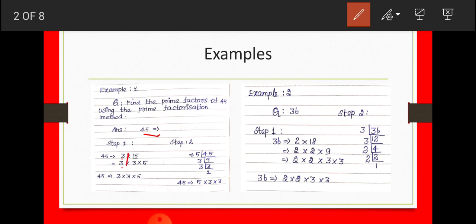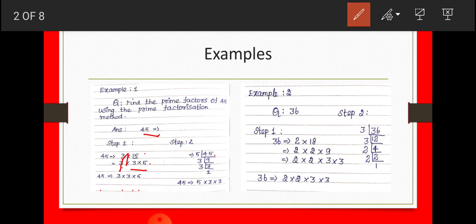This 3 is finished. 15 is not a prime number. So what we have to do? We have to write again, make a prime number. So 3 5s are 15. Now you see 3 is also a prime number, 5 also a prime number. So 45 is equal to 3 multiplied by 3 multiplied by 5. This is one method. Step 2, 45 you take, this is like an LCM method.